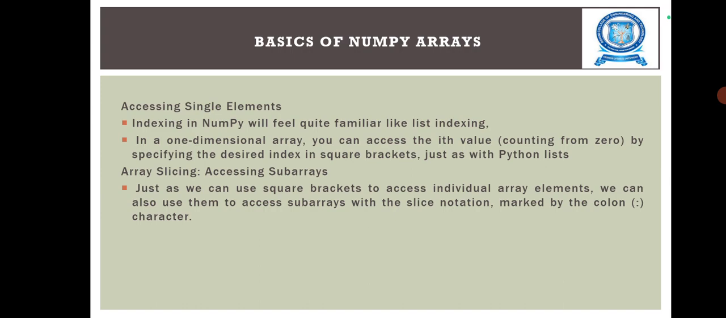The next one is array slicing, accessing subarrays. Square brackets can be used to access individual array elements. We can also use them to access subarrays with the slice notation, marked by a colon character. Here the NumPy slicing syntax follows that of the standard Python list.